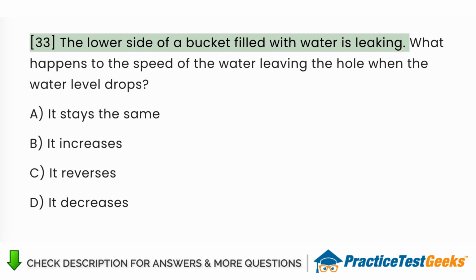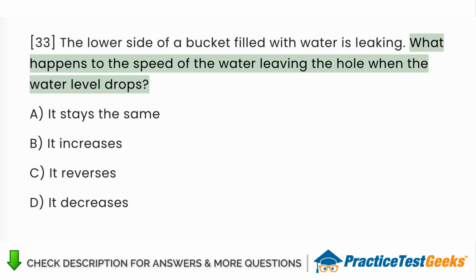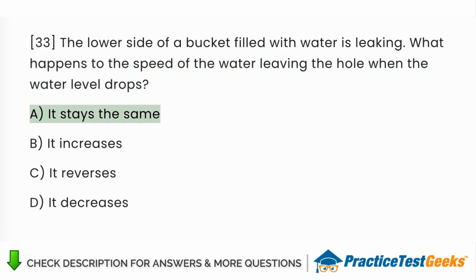The lower side of a bucket filled with water is leaking. What happens to the speed of the water leaving the hole when the water level drops? A. It stays the same. B. It increases. C. It reverses. D. It decreases.